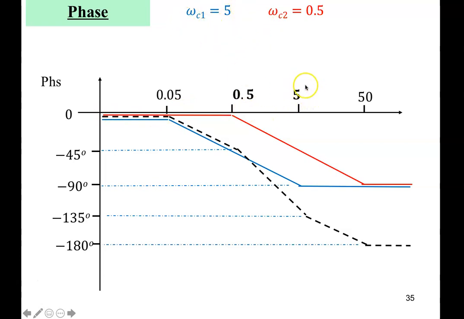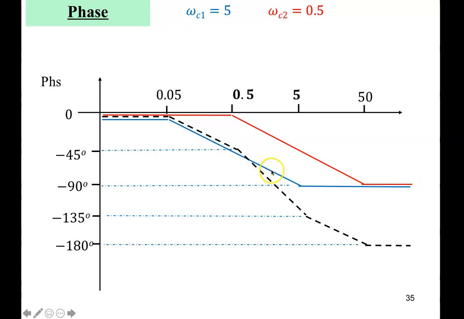Because the corner frequency is 5, the phase plot for G1 will start from 0 degrees up to the point that is 1 division below the corner frequency. Okay, so 1 division below that 5 is 0.5. Then you're looking at 1 division above the corner frequency, that's this division. And from there you should get minus 90 degrees, because the s is in the denominator, it's minus. And above 50, you get a constant minus 90 degrees.